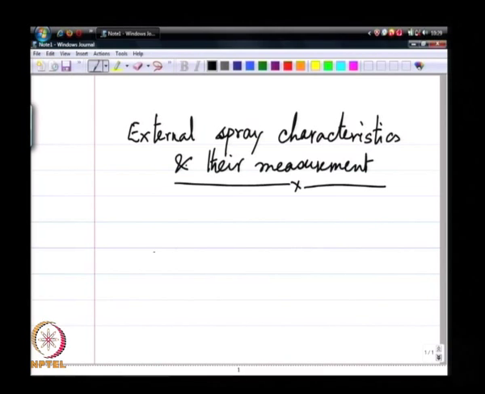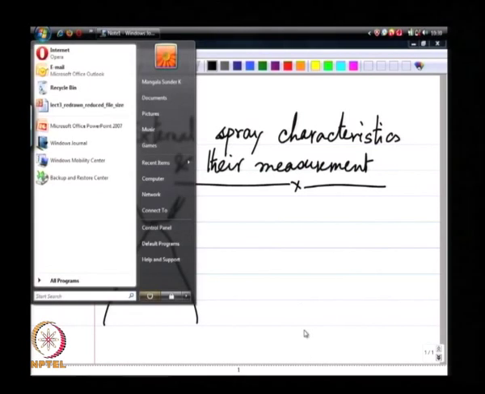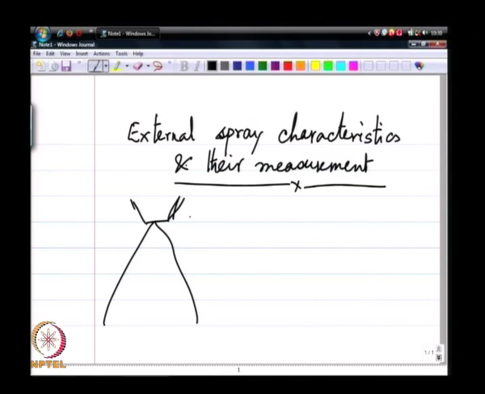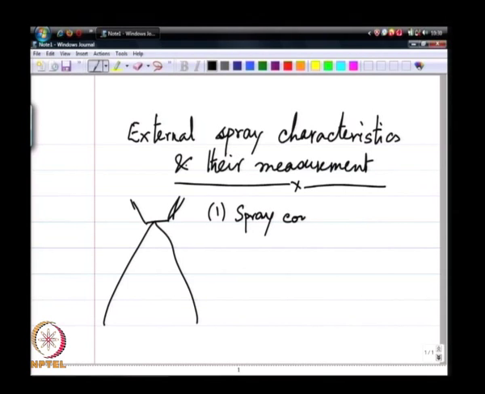And their measurement. So, let us take a simple example of a spray. We looked at what the morphology of this spray is like in the earlier lectures. What we want to do today is understand how one could characterize these sprays. Now, we did actually go through and make a list of a few different external properties of sprays. We will start with the first one.